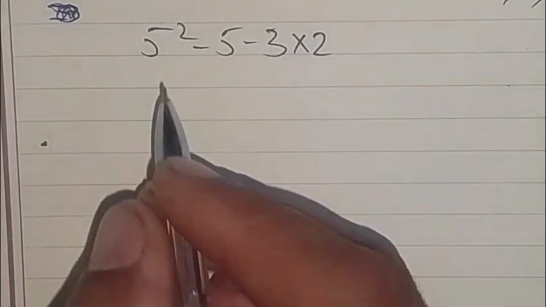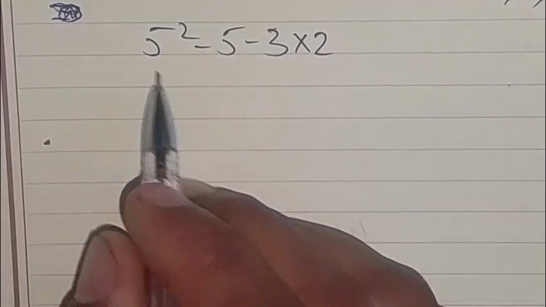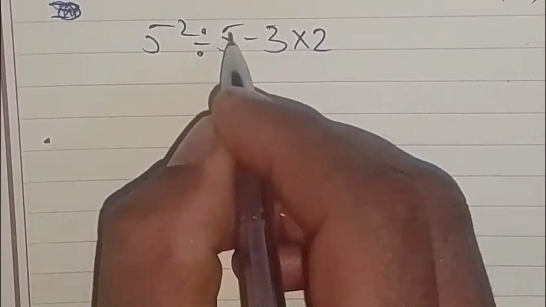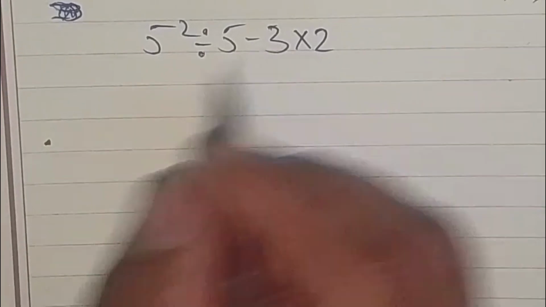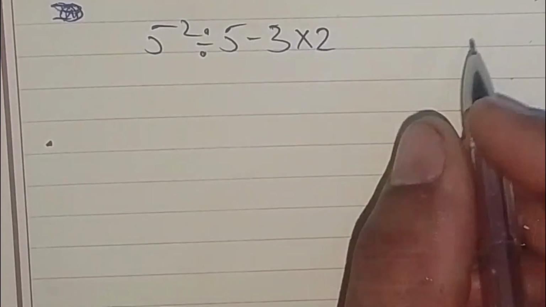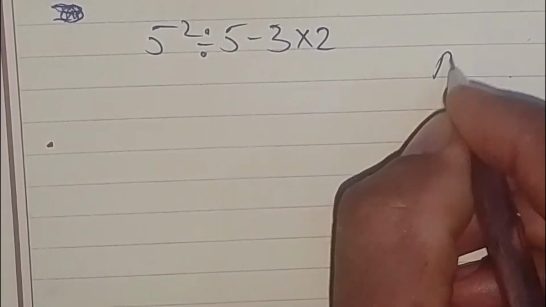Today we find the value of this fraction: 5 power of 2 divided by 5 minus 3 multiplied by 2. Now we solve it with the rules of mathematics, PEMDAS.